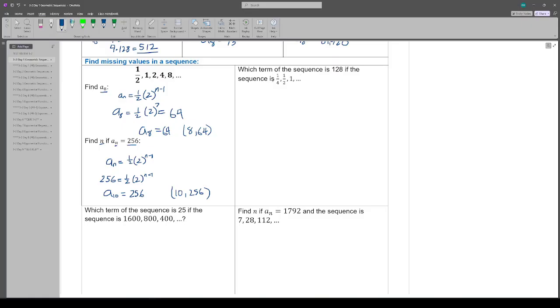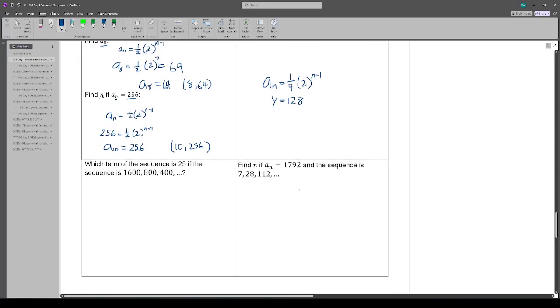So this one you should now be able to try based on what we did there. So you write your formula, which is an equals 1/4, we're multiplying by 2 to the n minus 1. So you're going to graph that function. You're going to set y equals 128 on the graph, and then you're going to see where they cross, and that x value will be your answer. Same thing for the next one, and then the next one.